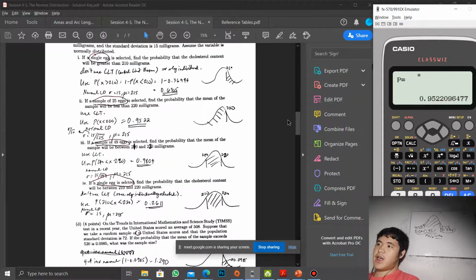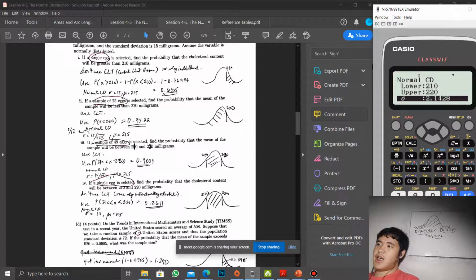Next, a sample of 49 eggs is selected. Find the probability that the mean of the sample will be between 210 and 220. Oh, 210, 220, 15 divided by square root of 49, which is 7. And that's it. Central limit theorem kasi merong sample. 0.9804.